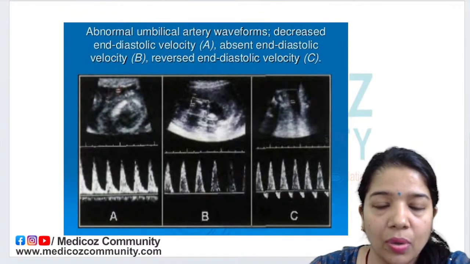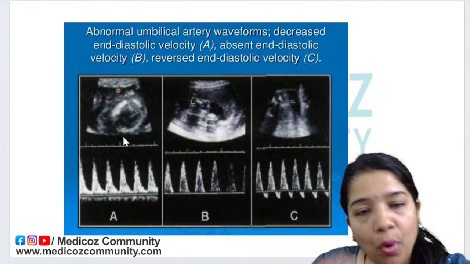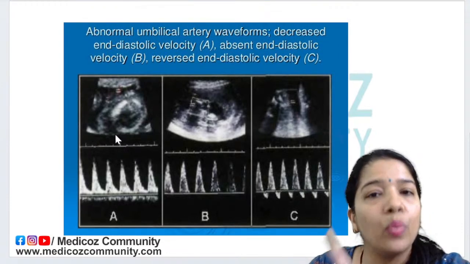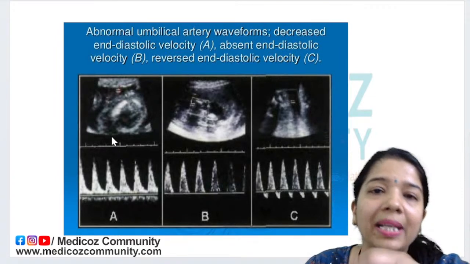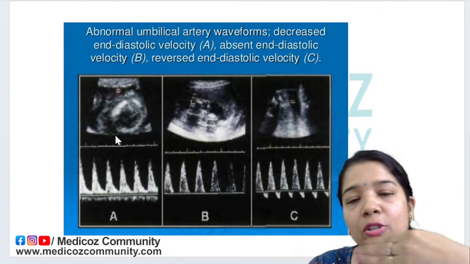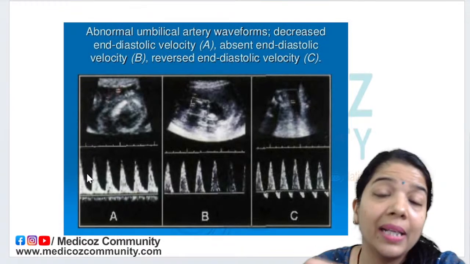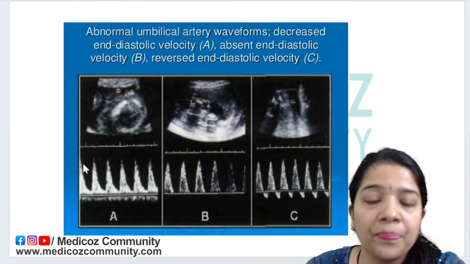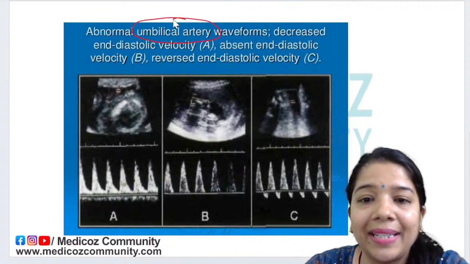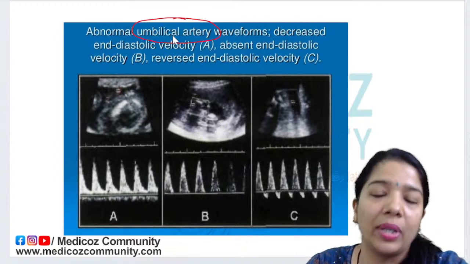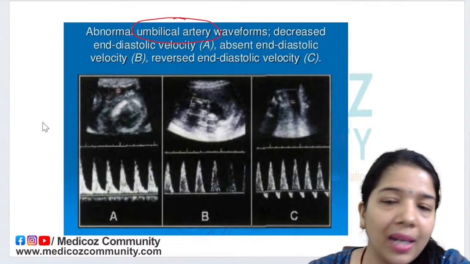So if you see this image, this is the umbilical artery. Now we all know that the umbilical cord has two umbilical arteries and one umbilical vein. We read the Doppler. Doppler means simply the blood flow. We have to see the blood flow in the umbilical artery as well as the uterine arteries. So coming to the umbilical artery, why? Because the umbilical artery is actually telling you how the baby is doing, how the baby's growth is happening. For that, the umbilical artery will tell you.